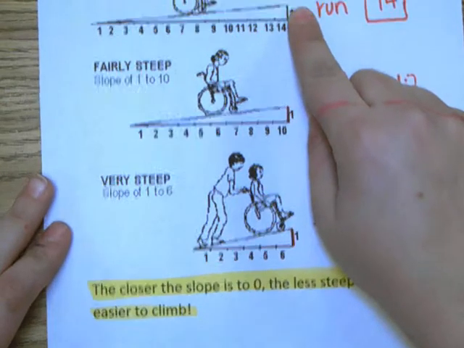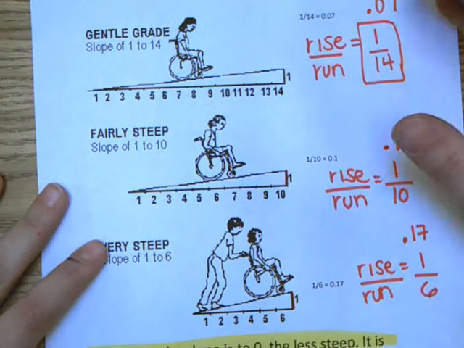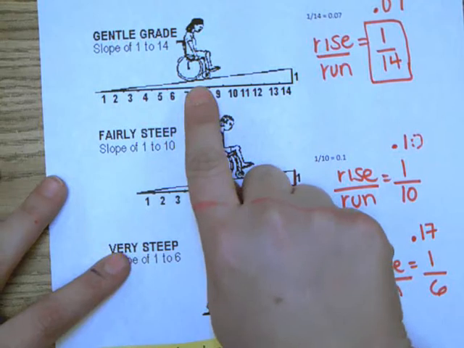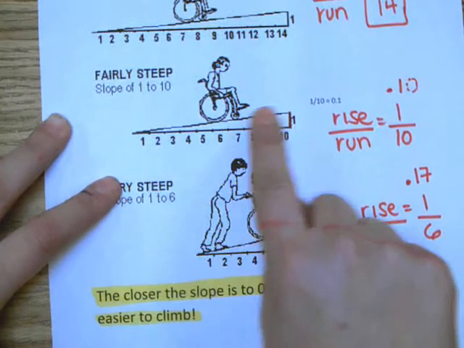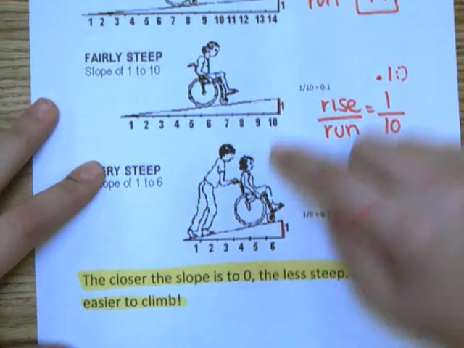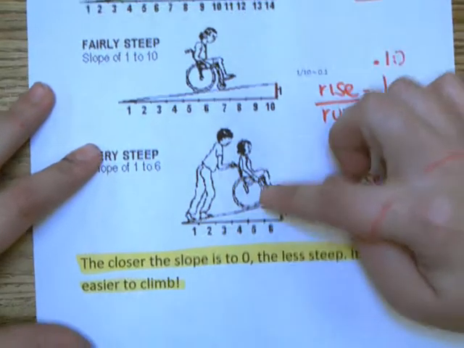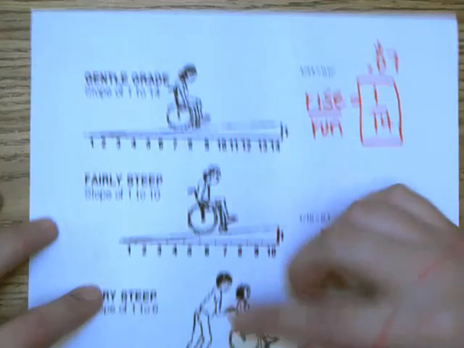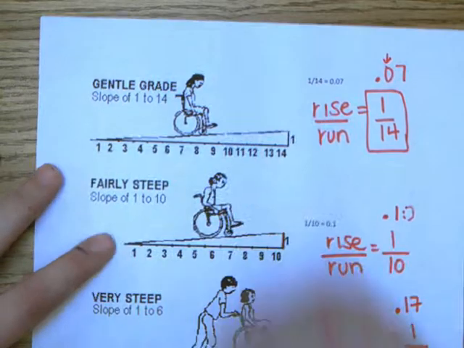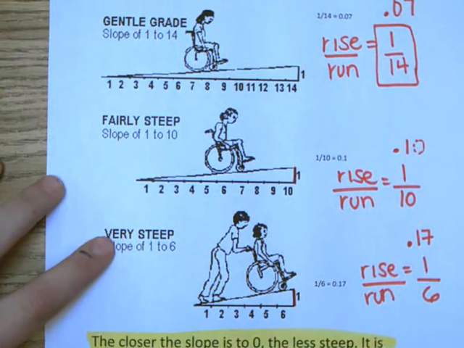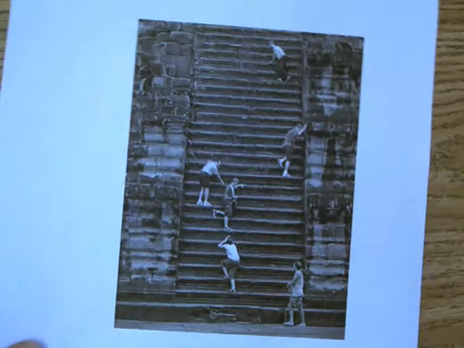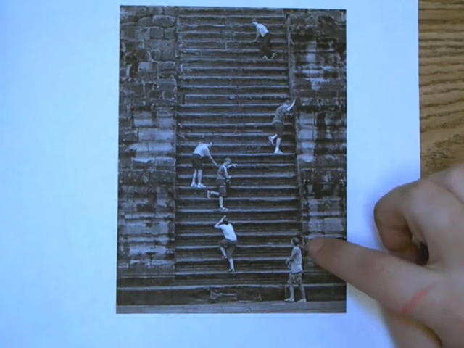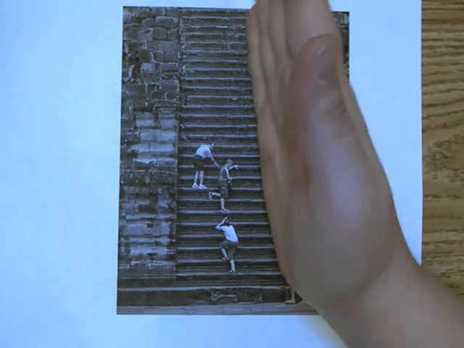And the steeper the line, the harder it is if we were to climb. Like if we had a wheelchair ramp here, you could have different steepness. And the closer the ramp is to zero, the closer the slope is to zero, the easier it would be to climb. So for example, this slope here would be difficult to climb because it is very vertical.